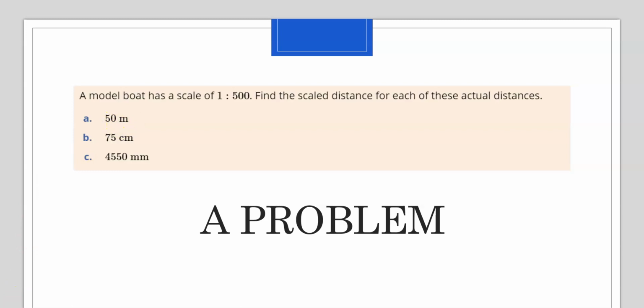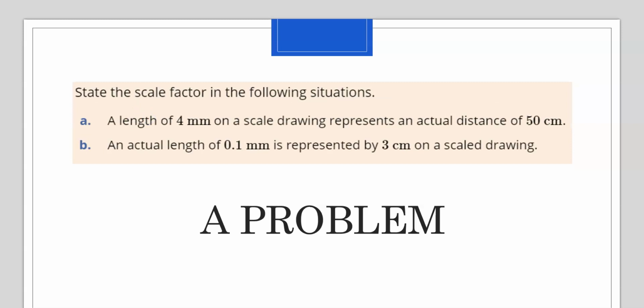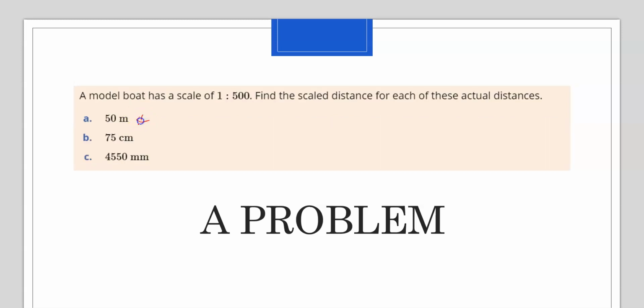So we need to divide the actual distance by the scale factor. So here we're going 50 divided by 500, which is going to give us 0.1 meter. Remembering those units, because in this area, if we don't include our units, we are done for.